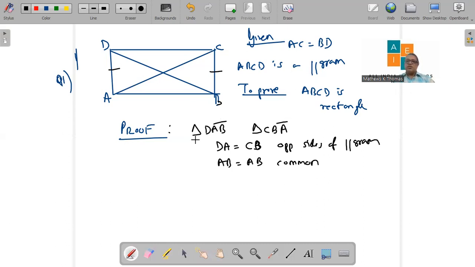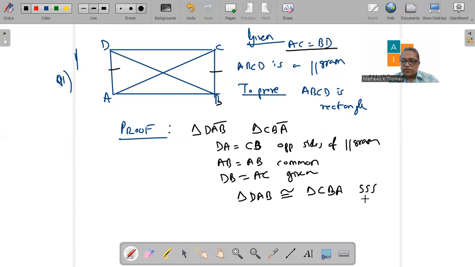And the third condition is already given to us, that the diagonals are equal. This condition was already given to us. So we can say that the length of DB equal to AC, given. So we know that if three conditions are there, triangles are congruent. So triangle DAB is congruent to triangle CBA. And which condition are we using here, SSS? Because we have side, side, side, all three sides.